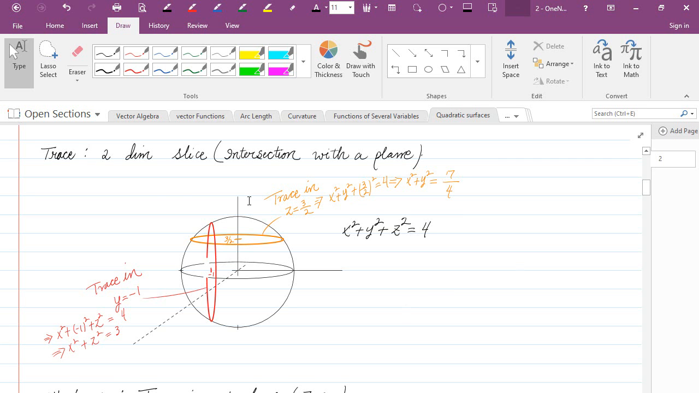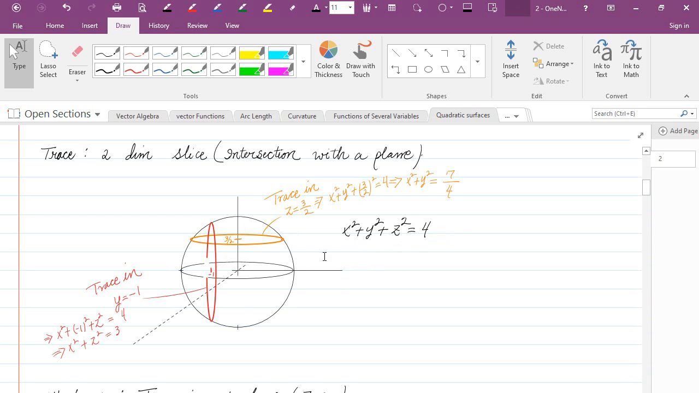So it's a 2-dimensional slice of the 3-dimensional object, that three-dimensional graph that we are looking at. So as an example, let's say I have the sphere again here. That's a sphere of radius 2 centered at the origin.